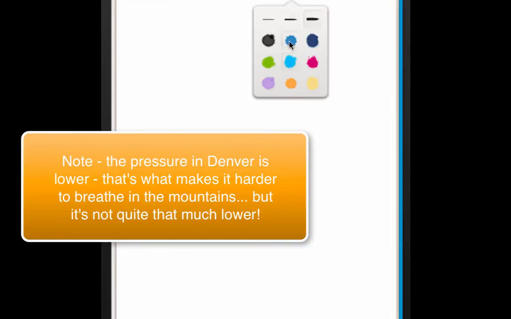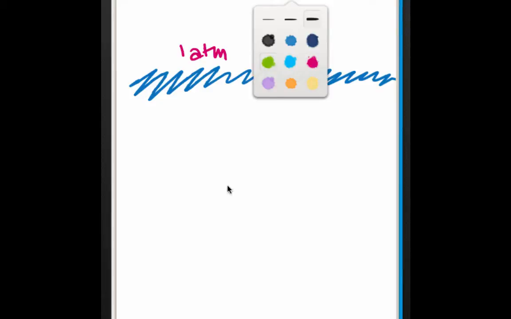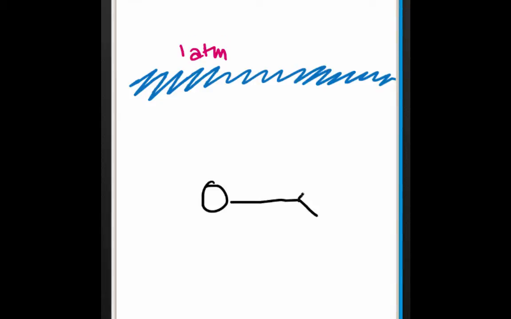Let's say you go under the ocean and you're scuba diving. At sea level, the pressure is 1 atmosphere. But you've decided to go scuba diving, so now you're under the water.